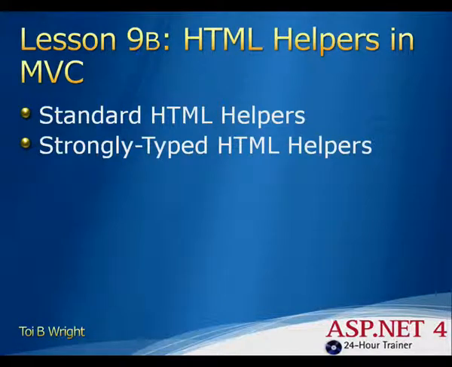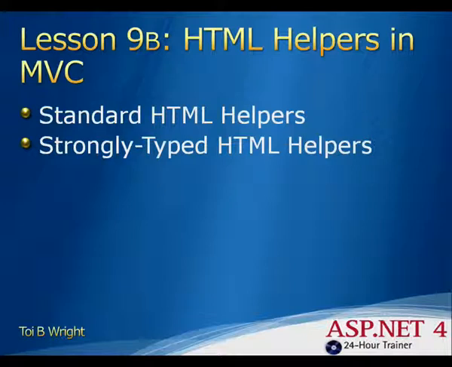Welcome to Lesson 9B, HTML Helpers in MVC. HTML helpers are an easy way to render the appropriate HTML markup in a view, and the ASP.NET MVC framework provides a wide selection of them. An HTML helper method returns an HTML encoded string of the type MVC HTML string.